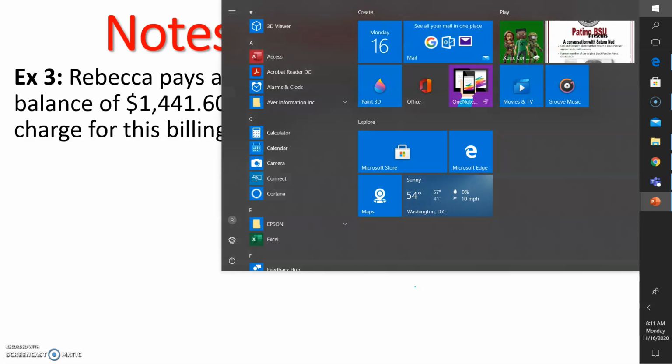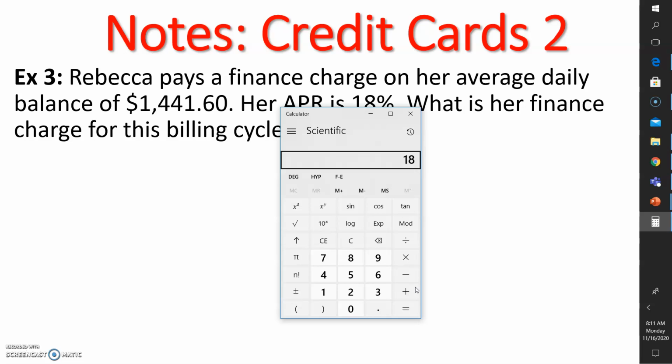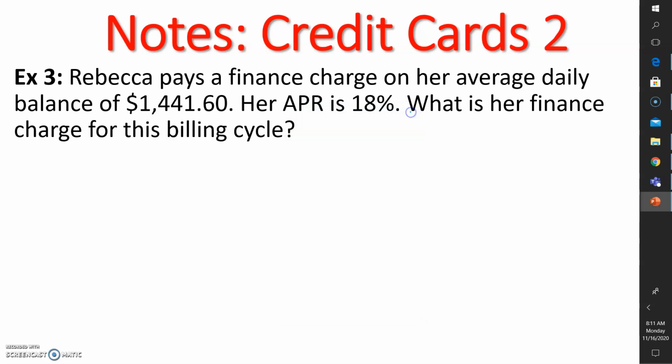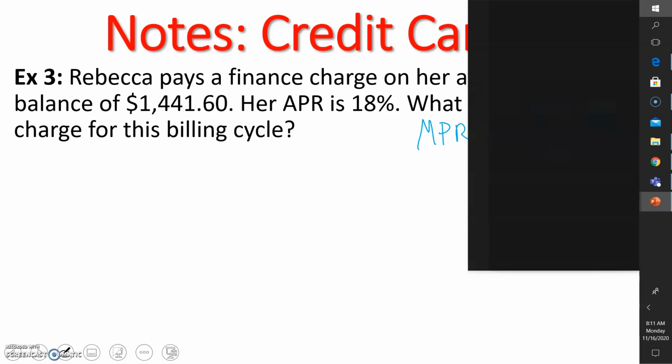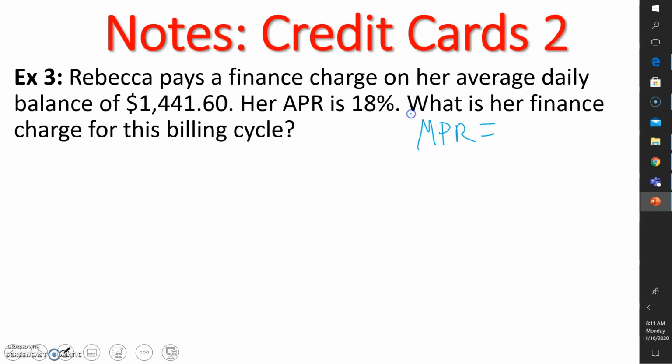Okay, so we have 18% divided by 12. So we know that she is paying a monthly percentage rate, let's call it MPR, of, what did I just say it was? I think it was 1.5. Let's make sure. 18 divided by 12, yeah, 1.5%.